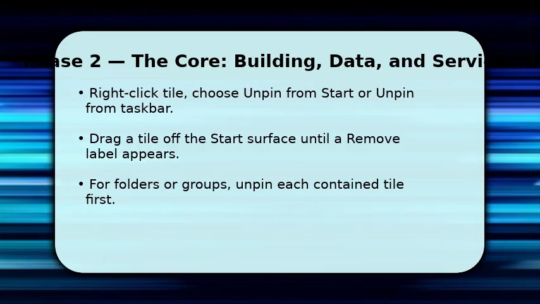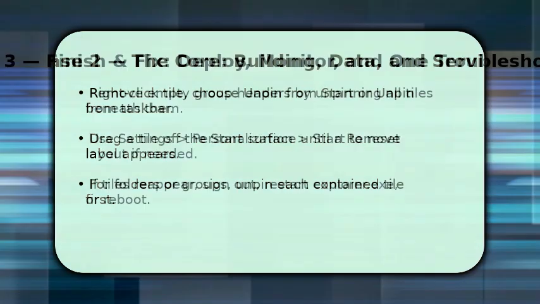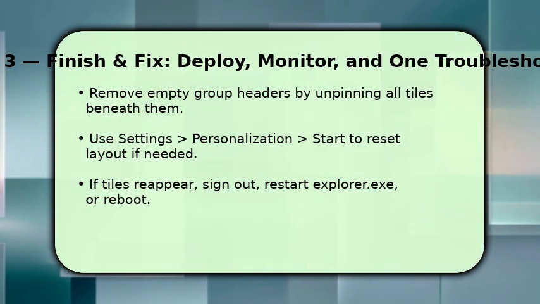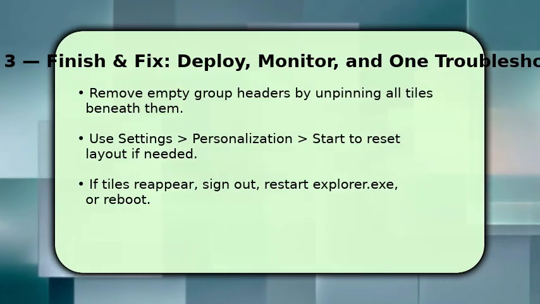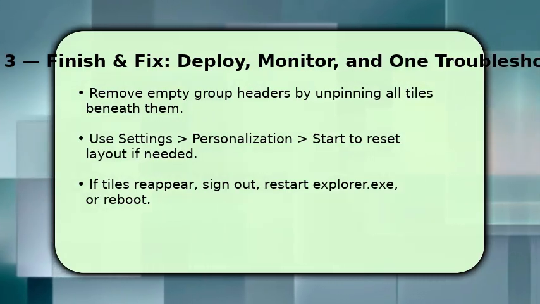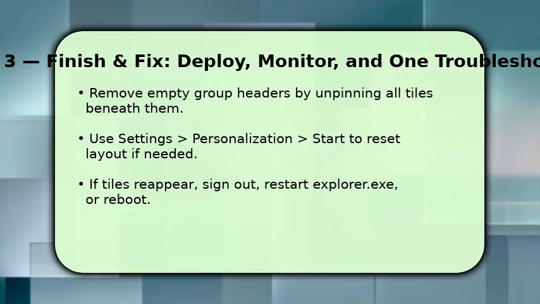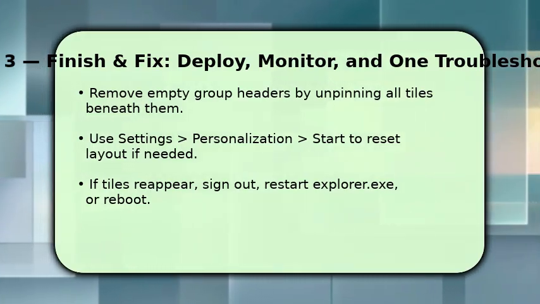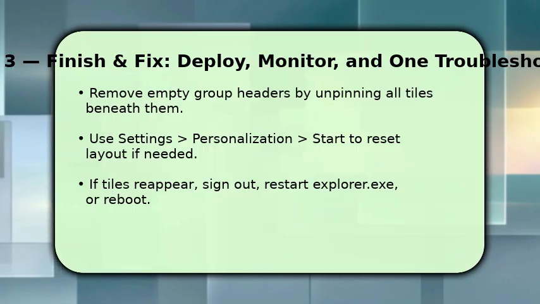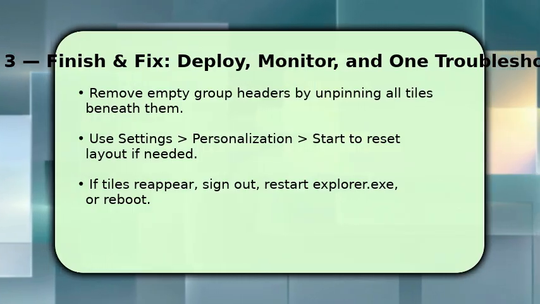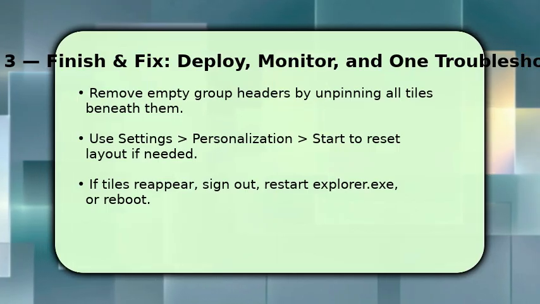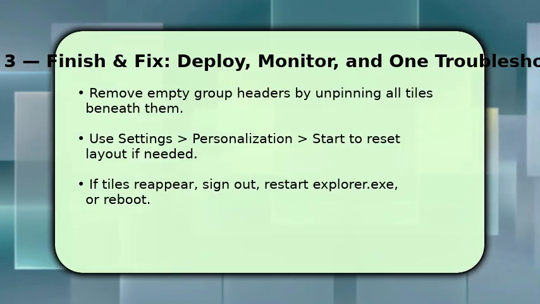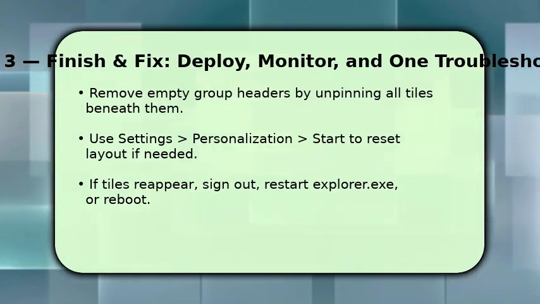You finish by removing any leftover groups and verifying the layout. After all tiles are unpinned, delete group labels and adjust Start settings in Settings Personalization. Start to disable showing recently added apps or suggestions. This prevents automatic repinning. Once complete, sign out and back in, or restart Explorer if tiles behave oddly. If tiles reappear, reboot. And as one troubleshooting tip, check for provisioning packages or enterprise policies that reapply a layout. If present, contact your admin.